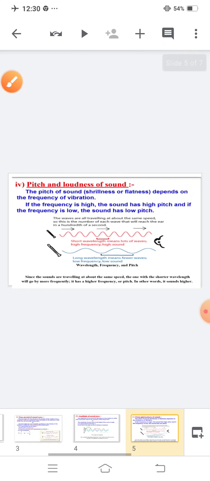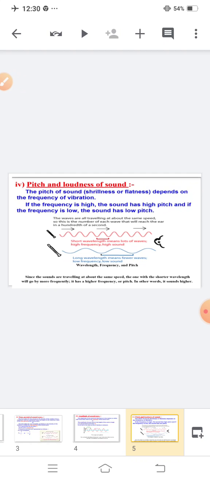Now, the next one is pitch. The pitch of the sound is its shrillness or flatness, and it depends on the frequency of the vibration.